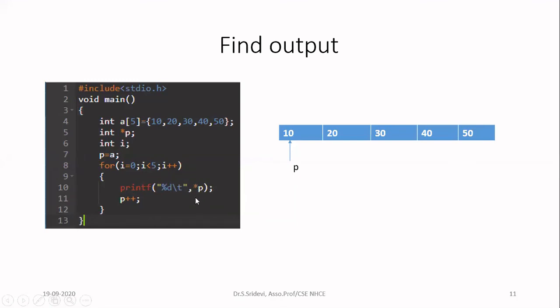Star P. What is the meaning of star P? It shows the first address, so it will show 10. Yeah, star P will now print 10. P means this address, but star P means value at the address. It is 10. It will print 10.